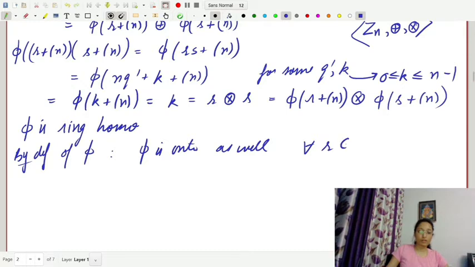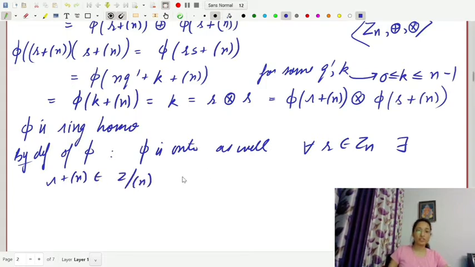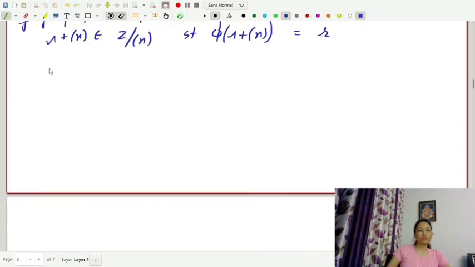For all r belonging to Zn, there exists r plus <n> belonging to Z modulo the ideal generated by n such that phi of r plus <n> is equal to r. Hence, we have shown that phi is a ring isomorphism, and therefore Zn is isomorphic to Z by the ideal generated by n.